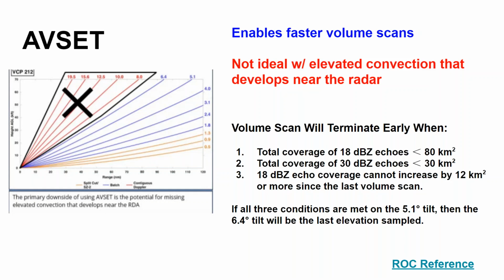I've talked to a lot of different people about when you would ever want AVSET off. The only situation that I've seen or heard about is that it's not ideal with elevated convection that develops near the radar. This becomes a bigger problem out west, where radar coverage can be more sparse and you have different elevations of radars. Not necessarily a bigger problem in the flatlands, but that's probably the one time you would consider that you want to get cuts of developing convection aloft very close to the RDA. By and large, AVSET is a very positive thing and definitely enables faster scans.